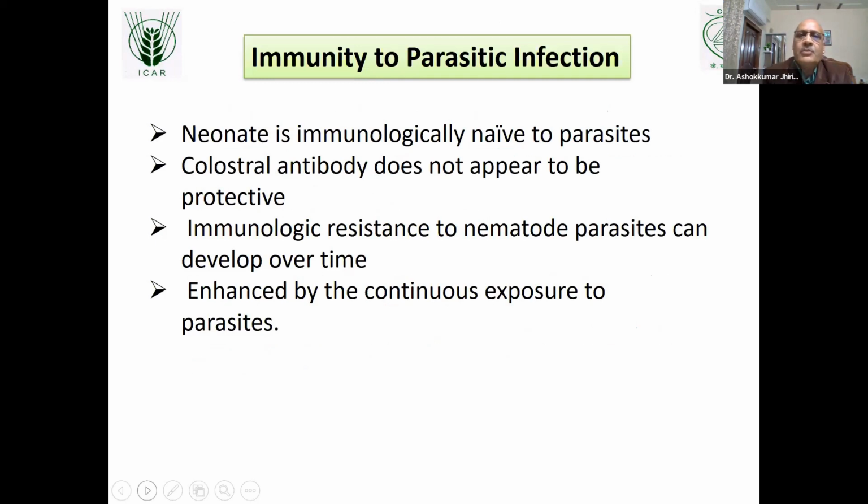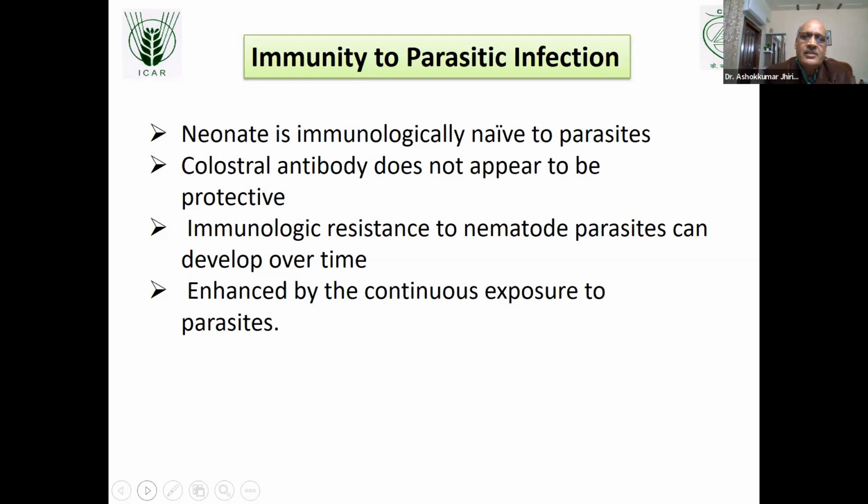If you see the immunity to parasitic infection in neonates, it is new to them, it is unknown to them. So the immunity is very poor when the animal is born. The colostrum antibodies are not very much, and they do not provide very good protection, rather a very low protection against parasitic diseases through colostrum transfer.